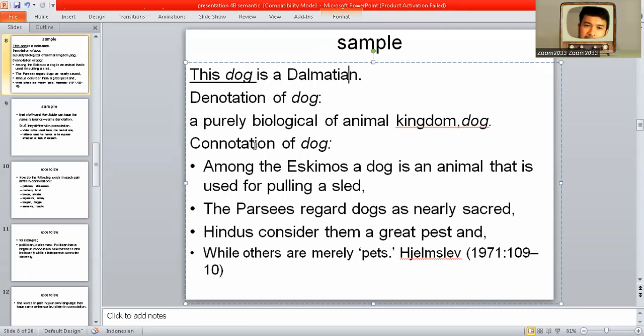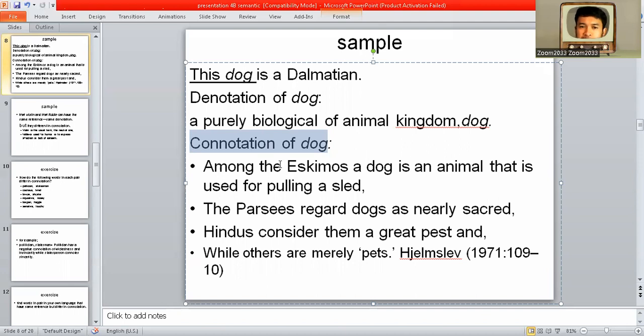So what about the connotation of dog itself? For some Eskimos, a dog is an animal that is used for pulling sleds. So you can imagine that it is not a dog like in the usual sense, but for Eskimo people, a dog is an animal that is used for pulling sleds.